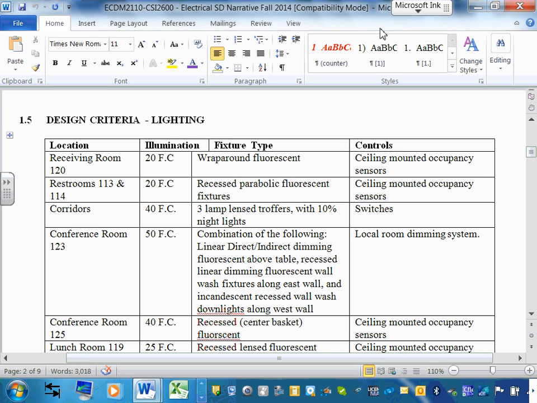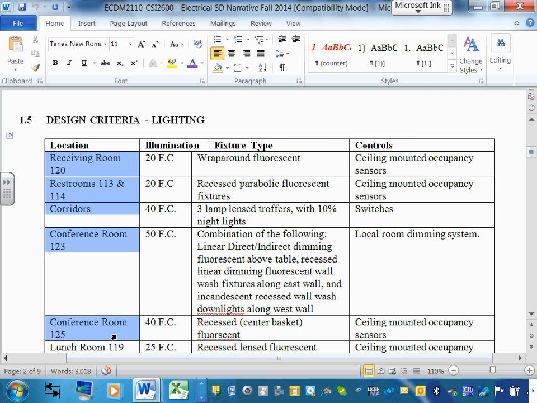1.5 design criteria for lighting. If I don't tell you guys how you're going to design the lighting, no way on earth, Tony, you can design lighting for a commercial building. You just don't know. So look, they have to give you in the template what they want you to do. For example, receiving room.